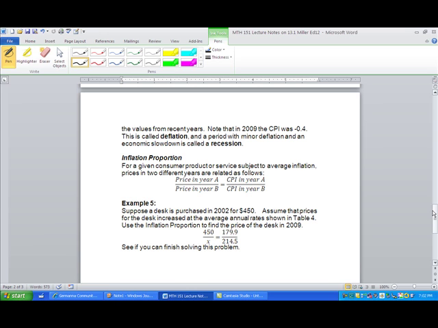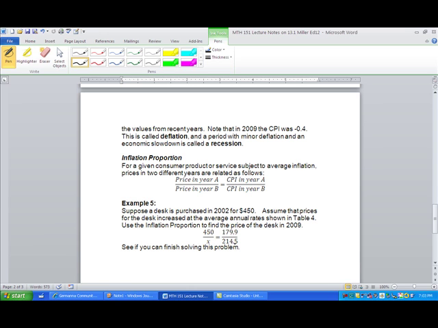So the price in 2002 goes on top. The table value for 2002, I have to go to that and look it up. It was 179.9. I don't know the desk price in 2009. That's what I'm looking for. So I look at the table value for 2009. It's 214.5.